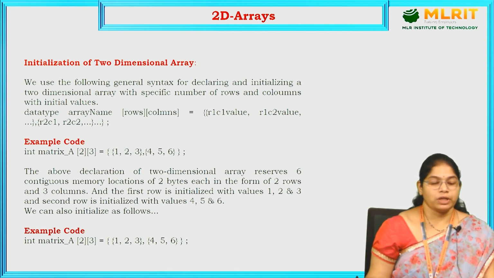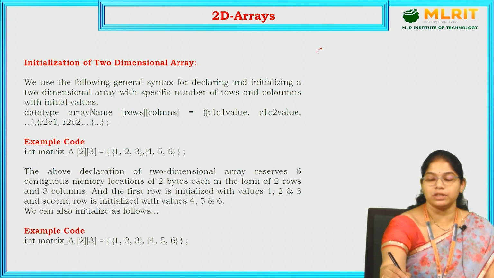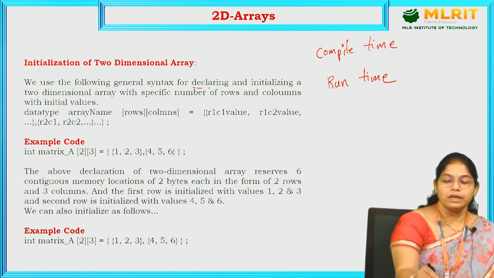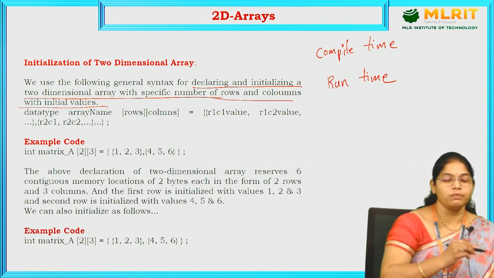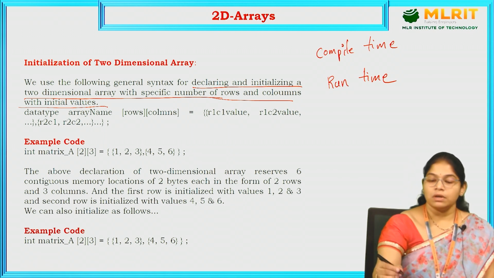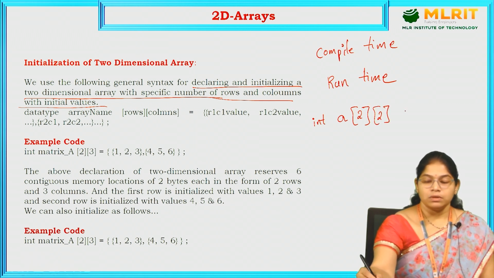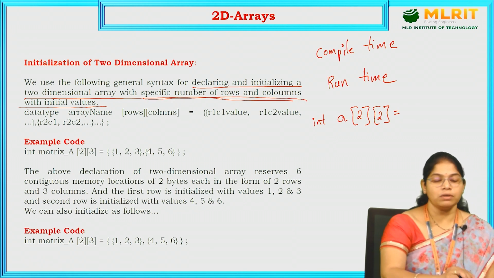Initialization of a 2-dimensional array. How can we initialize it? As we discussed in 1D arrays, there are 2 types of initializations: one is compile time initialization and another one is runtime initialization. We use a general syntax for declaring and initializing a 2-dimensional array with a specific number of rows and columns with initial values. Let us suppose I declared an array named A of type integer. It can take 2 rows and 2 columns.